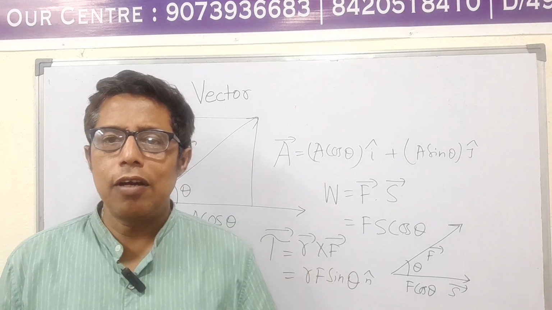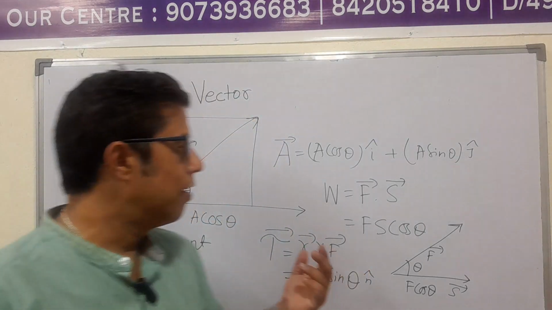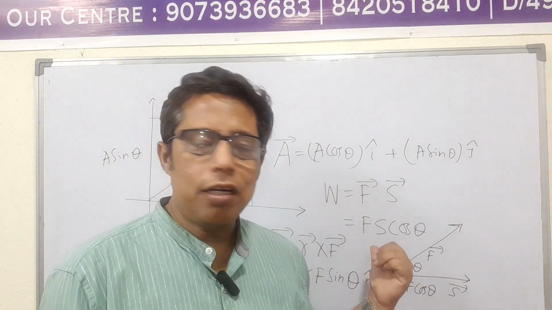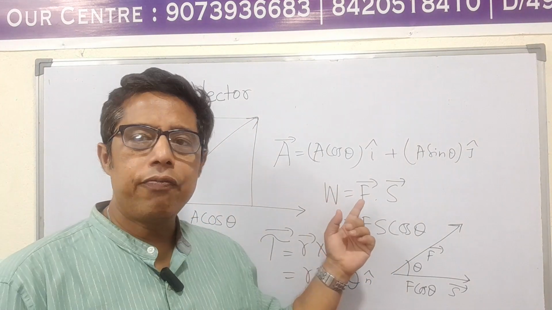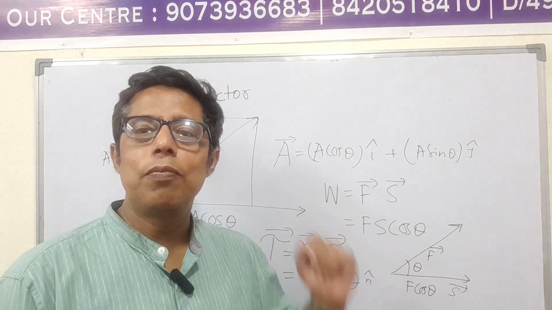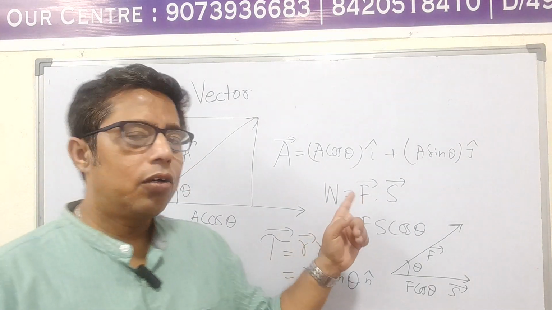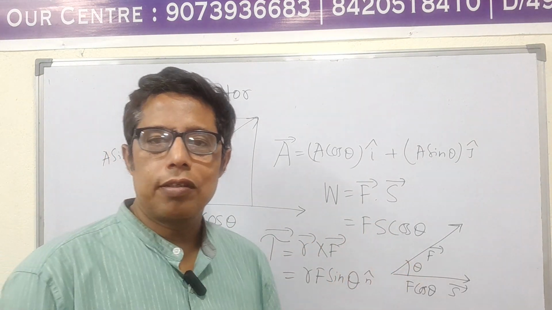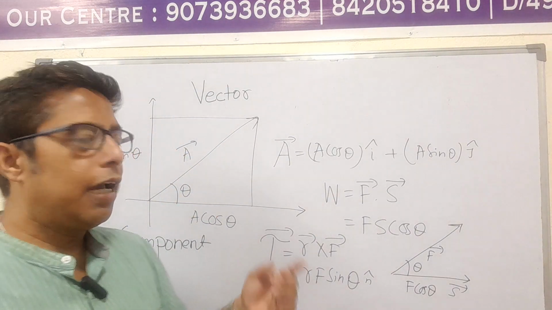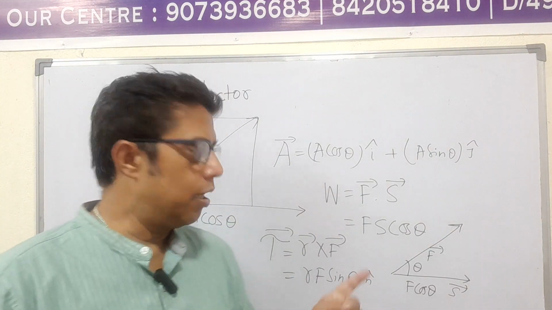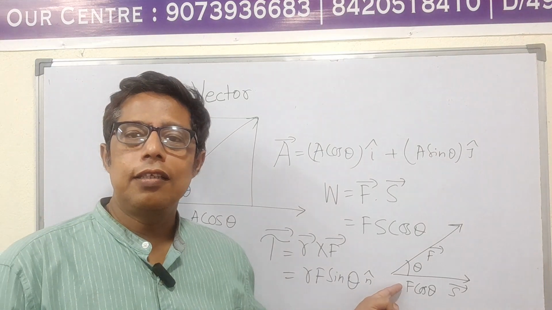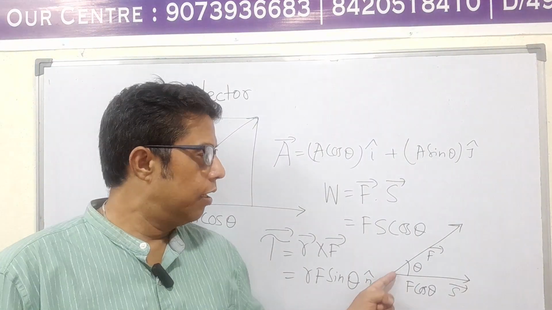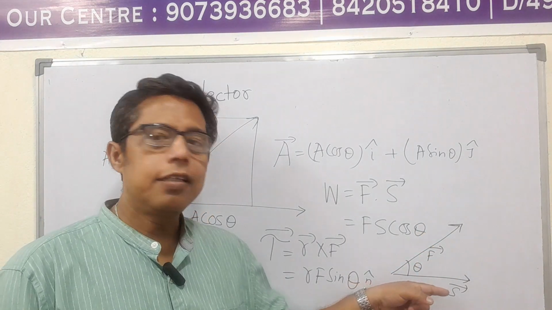Now in class 11 or class 10, in the advanced studies, you will understand that work done is equal to the force vector F dot the displacement vector S. The dot product of these two produces Fs cos theta. Theta is the angle between the two vectors, right? So if you see here, theta is the angle between the two vectors. This is the F vector and this is the S vector.